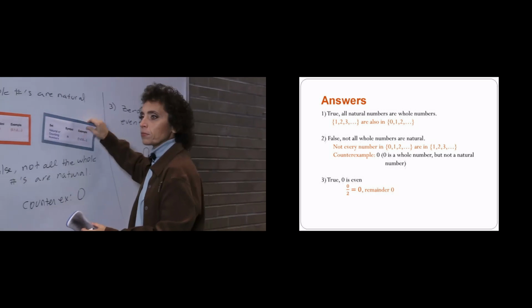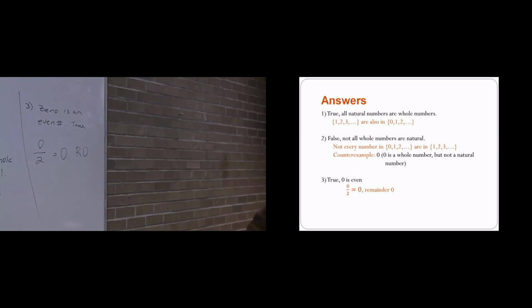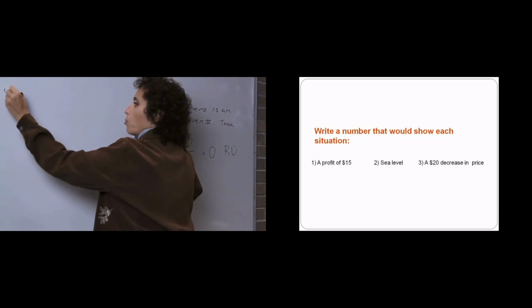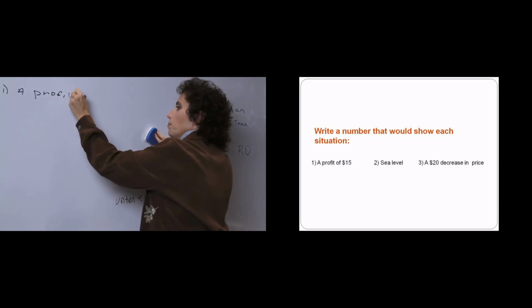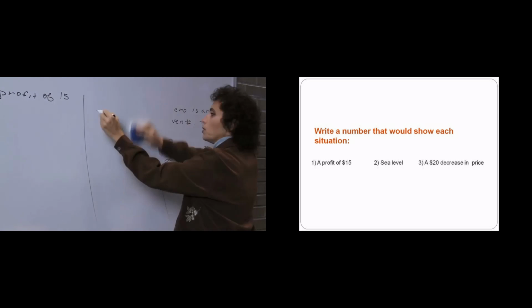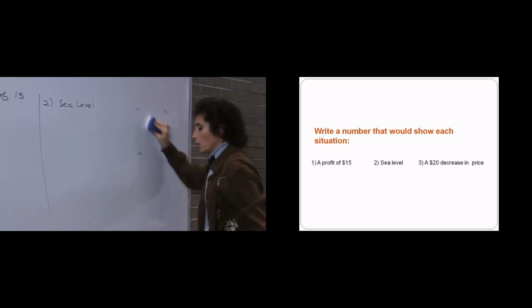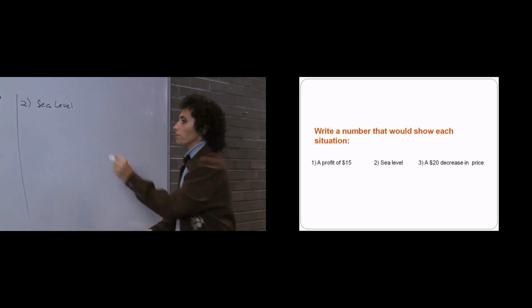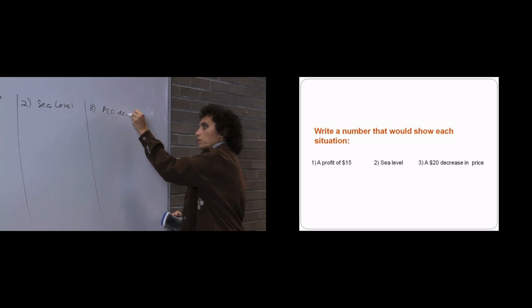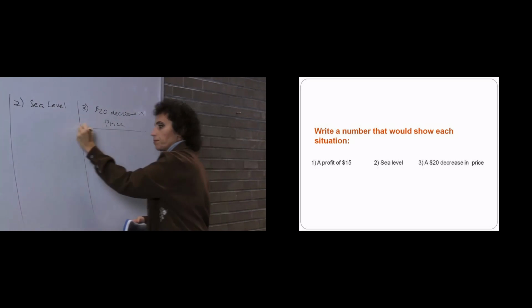Let's take a look at the following. Let's get a number that will represent the following situation. A profit of $15. Sea level. A $20 decrease in price.